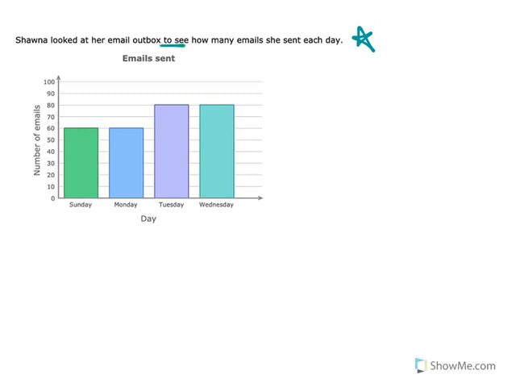So here the title tells me that we are talking about the amount of emails sent. The x-axis tells me the day of the week, and the y-axis, whoops, that looks like an x. The y-axis tells me the number of emails that she sent that day. So again, if my whole objective right now is to find the mean or the average of this data set, I need to make sure that I find the individual pieces of data that are represented in this display.